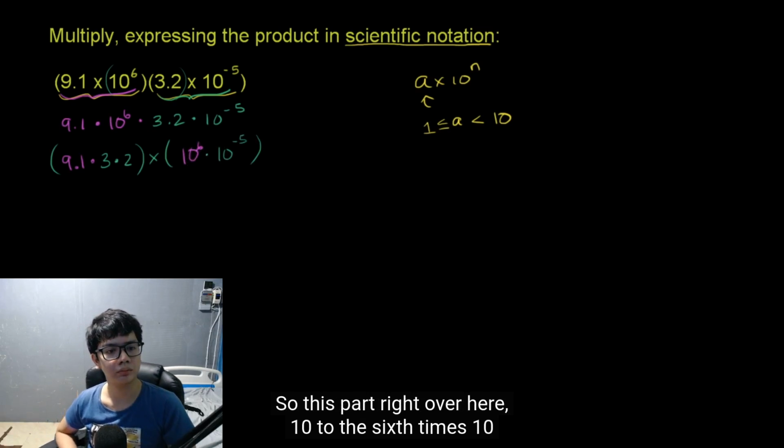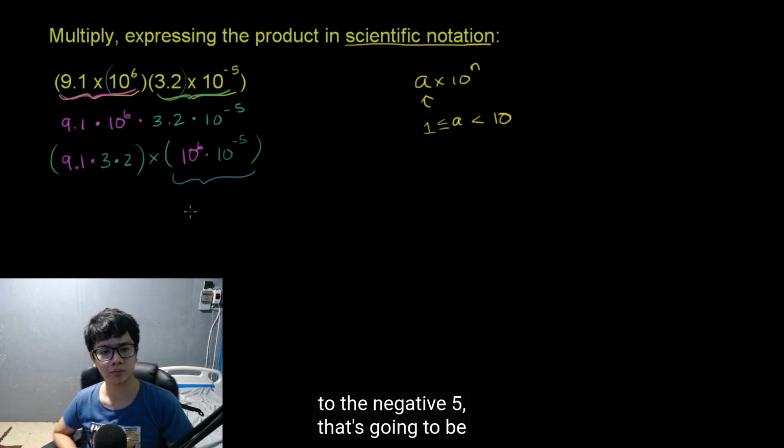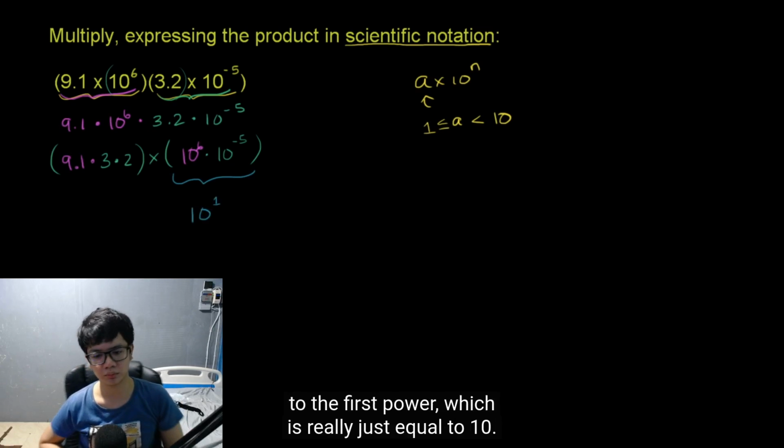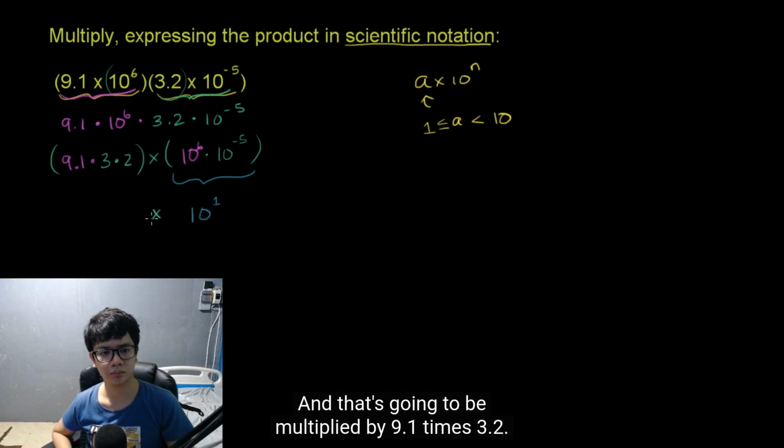So this part right over here, 10 to the 6 times 10 to the negative 5, that's going to be 10 to the 6th minus 5 power, or essentially just 10 to the first power, which is really just equal to 10. And that's going to be multiplied by 9.1 times 3.2. So let me do that over here.